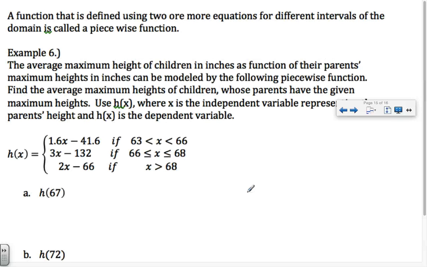So the last thing that we're going to look at tonight is something that you've probably never seen before, but it's not too hard. A function that's defined using 2 or more equations for different intervals of the domain is called a piecewise function. And a piecewise function looks like this.